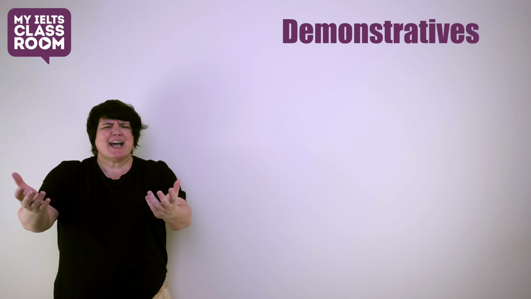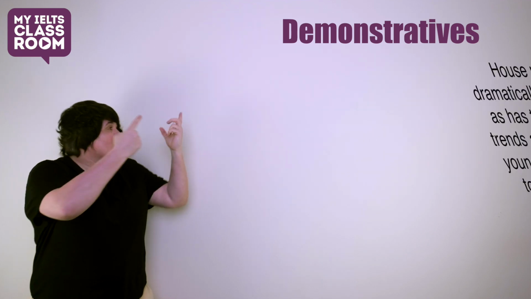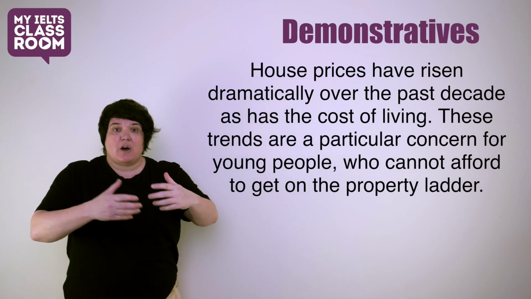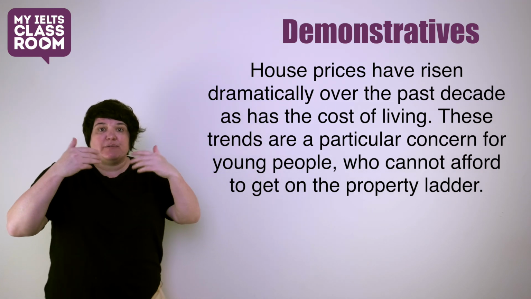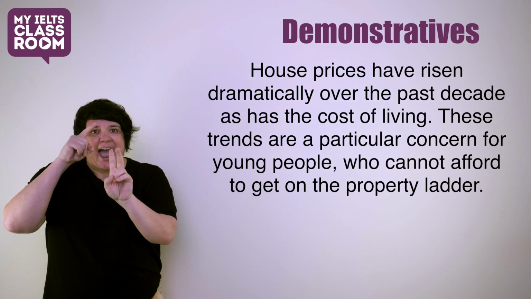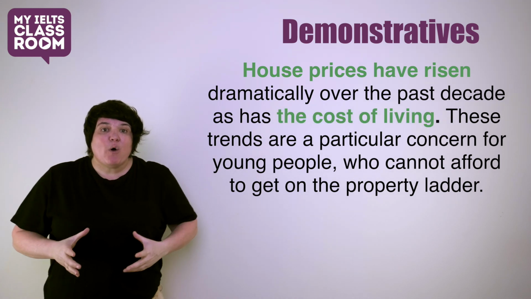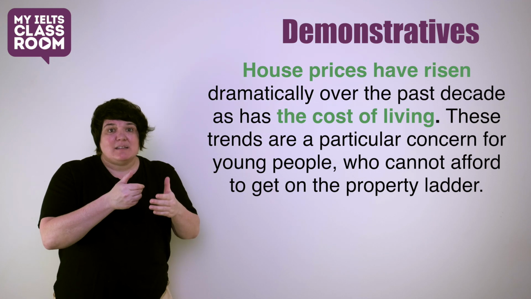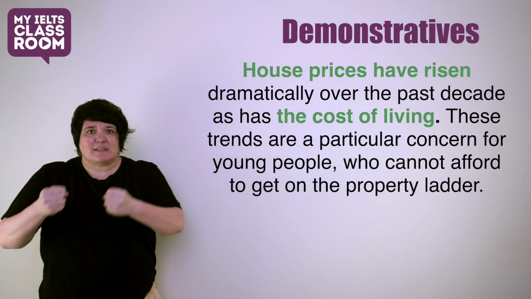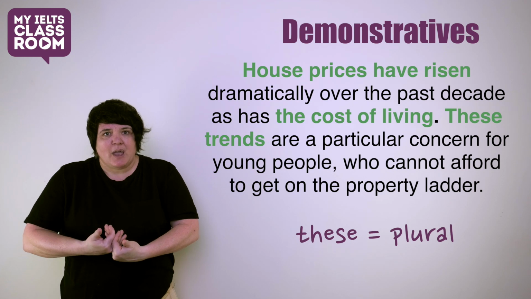What happens though if actually you're not referring back to one trend, but, I don't know, two trends? For example, in this sentence, house prices have risen dramatically over the last decade, as has the cost of living. Now, we don't have one trend, we've got two. House prices have risen and the cost of living has risen. Therefore, we can't say this trend. Instead, because we've got two trends, we need to say these trends, because these is the plural version of this.